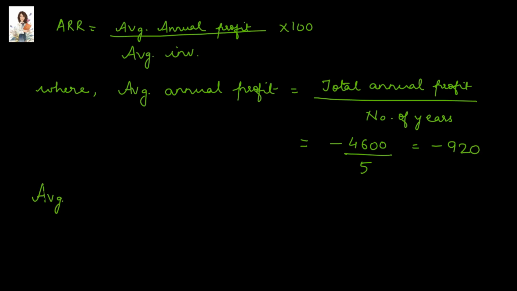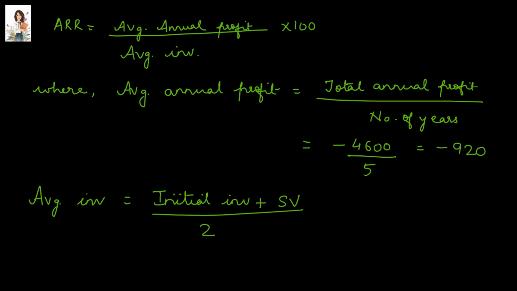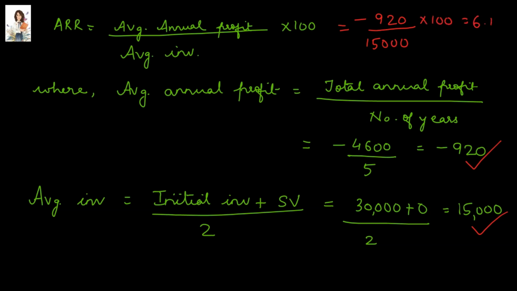Average investment is equal to initial investment plus scrap value divided by 2. Initial investment is $30,000, scrap value is 0. Therefore, average investment will be 30,000 plus 0 upon 2. That is 15,000. Therefore, ARR will be minus 920 upon 15,000 into 100. That is 6.13%. With this, we have completed part B of the question.